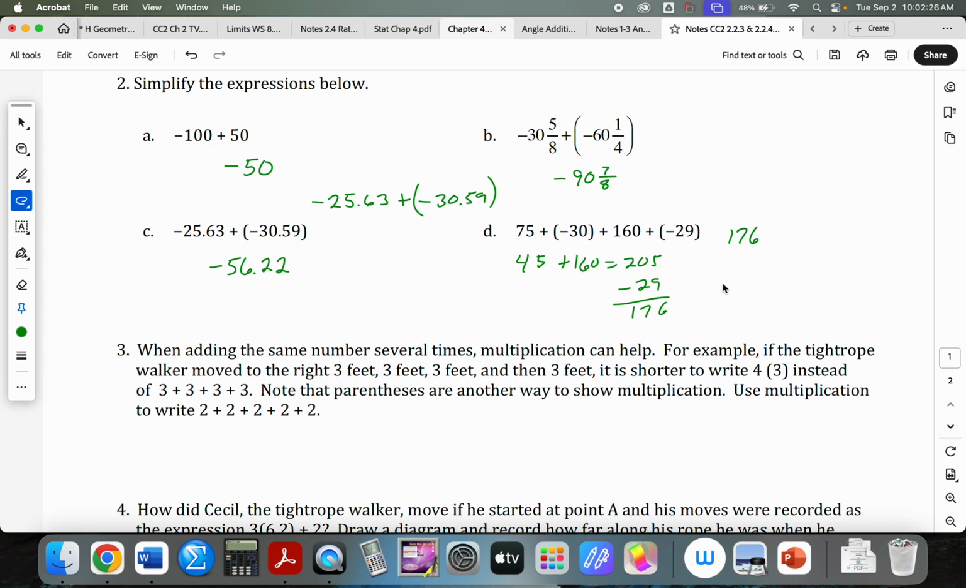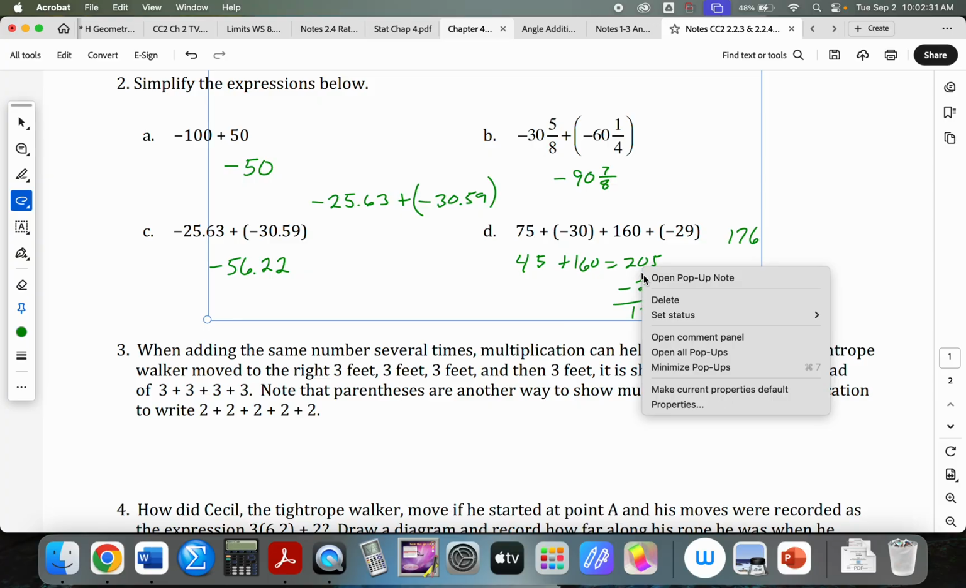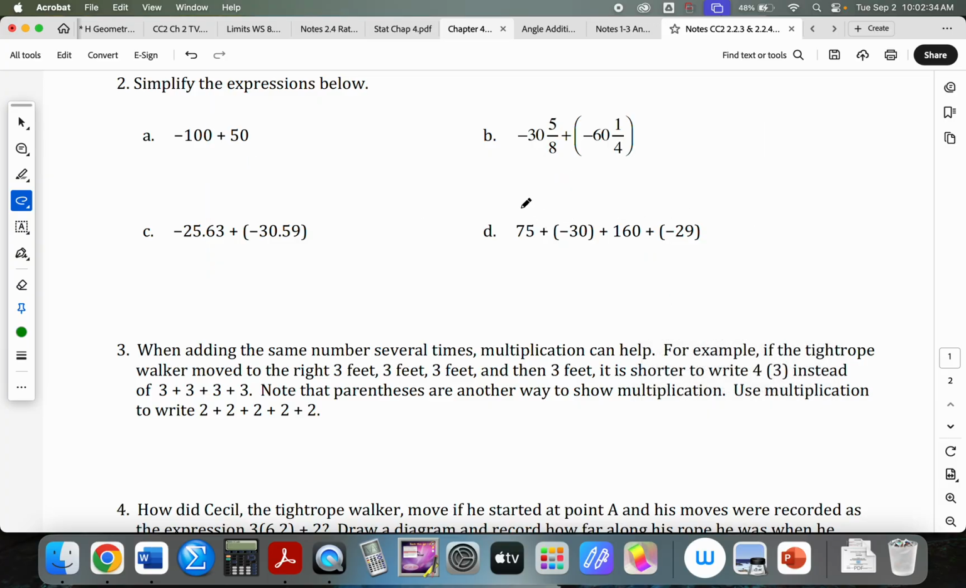That's not the only way you can do this. Okay? Let me show you real quickly that I think it's easier if you group these. Group those two together and group these two together. So I started off the same. 75 plus negative 30 is positive 45. Plus 160 minus 29 is 131. And then that's 176 that way also.